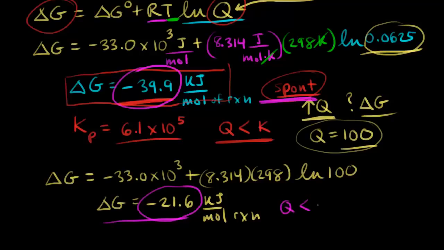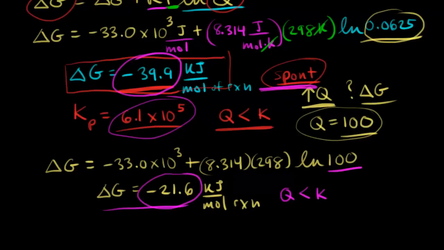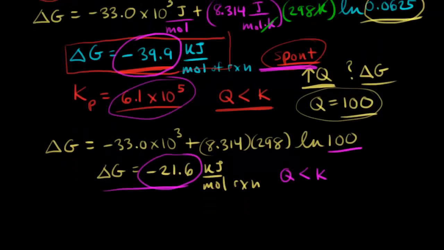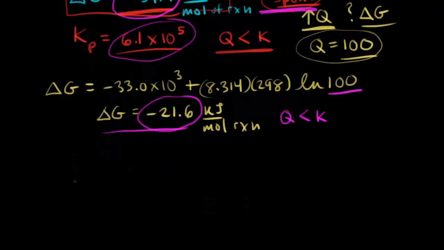Q is still less than K, right? Q is 100 and K is 6.1 times 10 to the fifth. So we're still going to go to the right and make more products. Our reaction is still spontaneous. What happens at equilibrium? We know already that delta G should be equal to 0 at equilibrium.